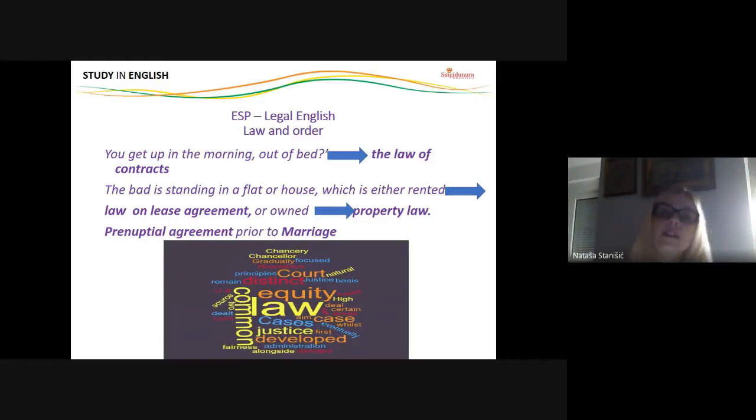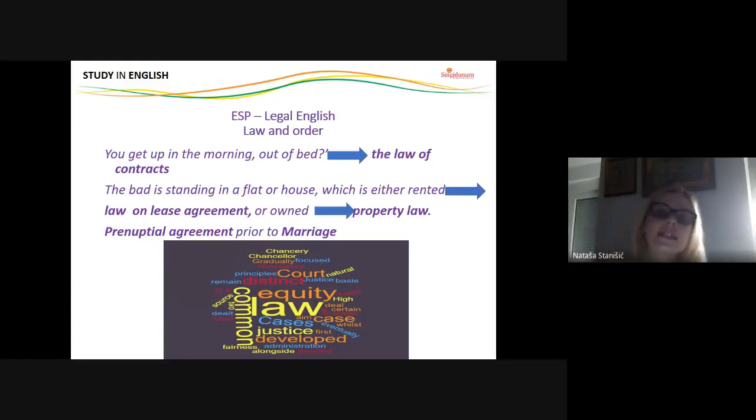Now we shall move a little bit to legal English. Sometimes when I start teaching this course, at our study program in linguistics, students cannot find the bond between real life and law and order, or actually general life.